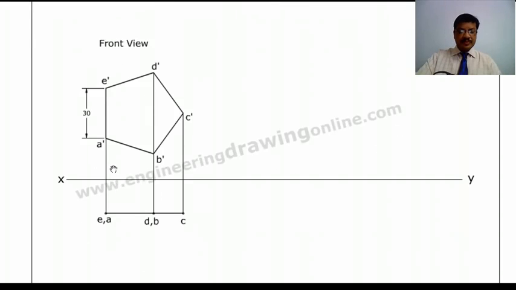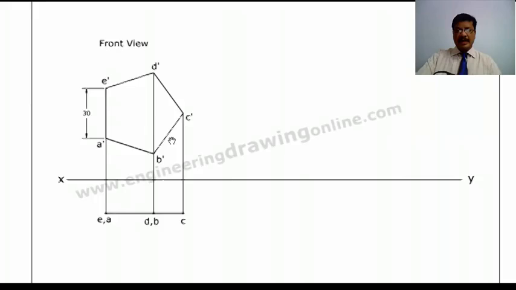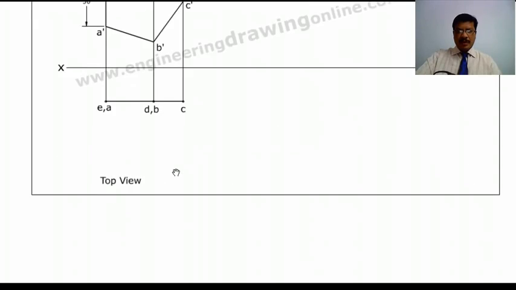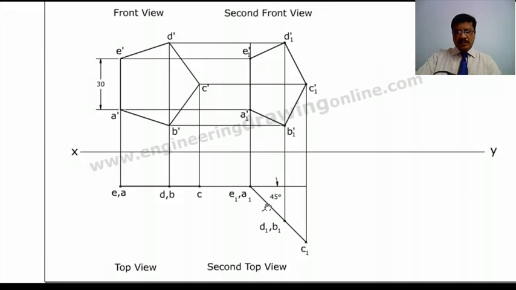Then the front view we have drawn. From the front view, to obtain the top view, while drawing the top view, this top view will be some distance away from the XY line because this edge is parallel to VP. The edge is not in the VP, the edge is parallel to VP. When the edge is parallel to VP, some distance in front of VP, we will get it some distance below the XY line.